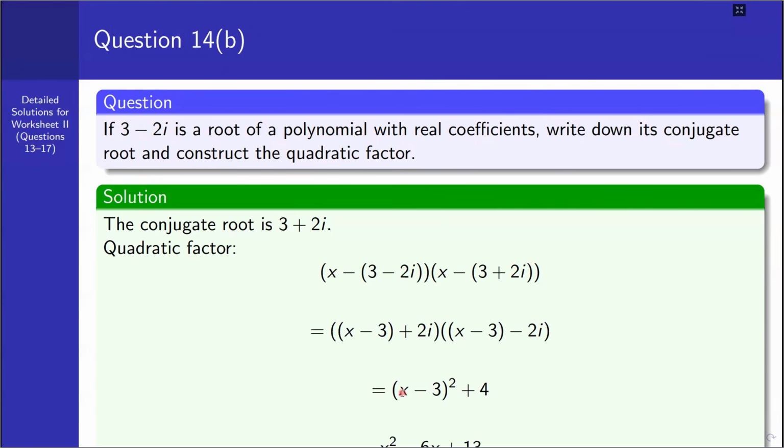This is just (x minus 3) squared plus 4, which can be further simplified: x squared minus 6x plus 9 plus 4, that's simply 13. So x squared minus 6x plus 13 could be the possible quadratic factor of the given polynomial function when 3 plus 2i and 3 minus 2i are its roots.